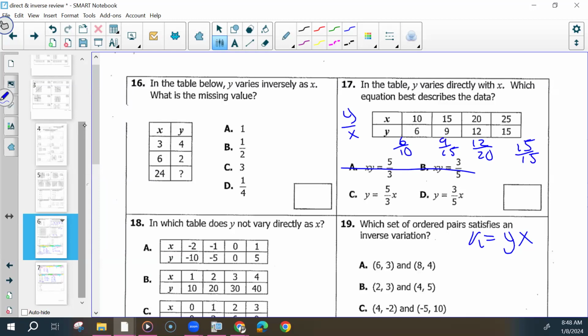what? Simplify them. So 6 over 10, 9 over 15, 12 over 20, or 15 over 25. Simplify that. 3 over 5. There's only one answer that has that, so D. So that would be in our y equals kx format. Other questions?